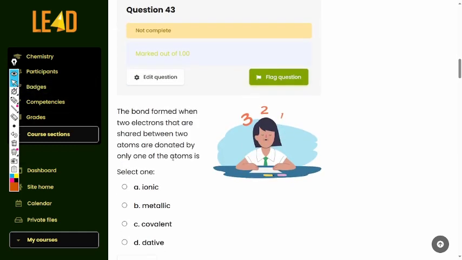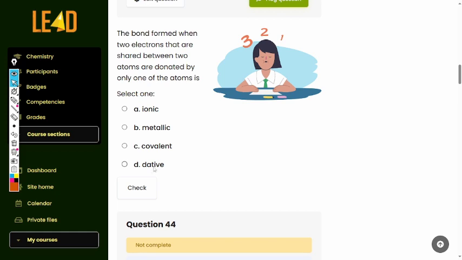43. The bond formed when 2 electrons that are shared between 2 atoms are donated by only one of the atoms is... This is an example of coordinate covalent or dative bonding, where the electron pair that is shared is coming from one of the 2 atoms or molecules, and then the other one is accepting the bonded pair, and then they share the pair of electrons together. The correct answer is D.